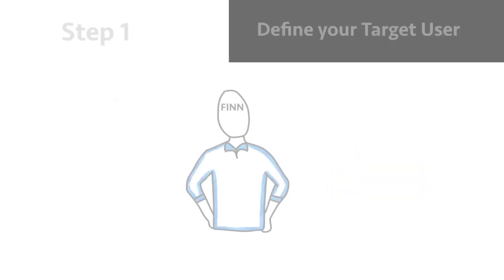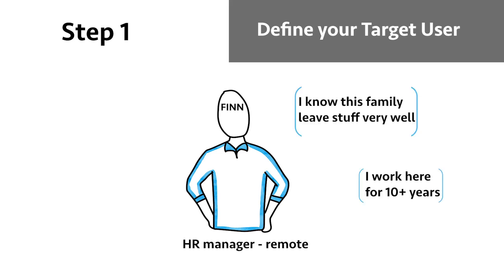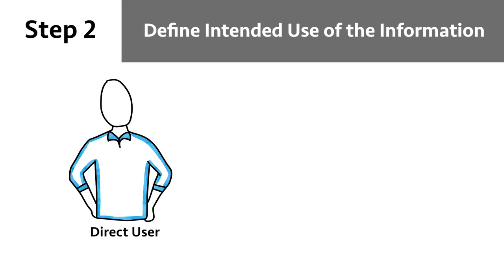Now, let's take a look at Finn. They are the HR manager at the airline company you work for. 10 years of experience in the company, well educated, familiar with the company's family leave policies, and interested in the current updates on this topic. Finn wants to know, what do we need to do next at minimum for our employees? To add some real-life complexity, it's likely that there are 3 groups of users that will each use the information in a different time, place, and role. Finn, the HR manager, is the direct user.